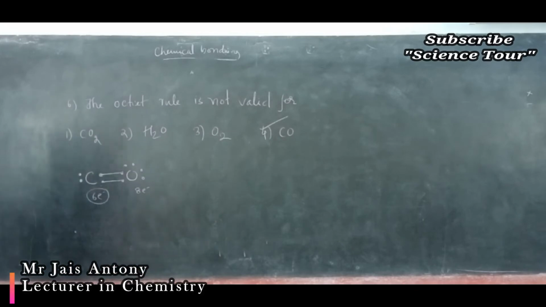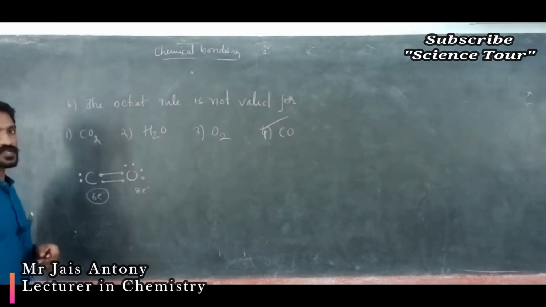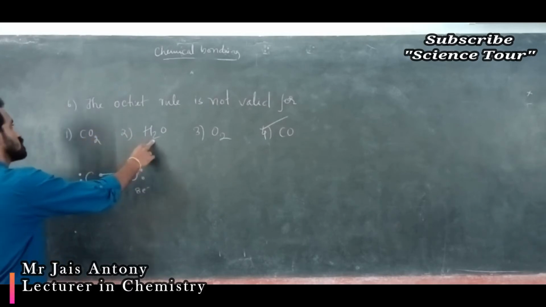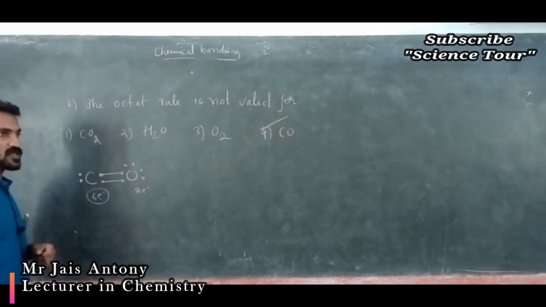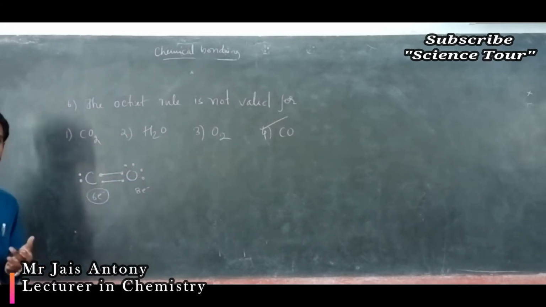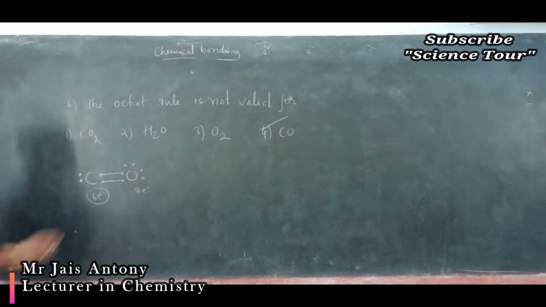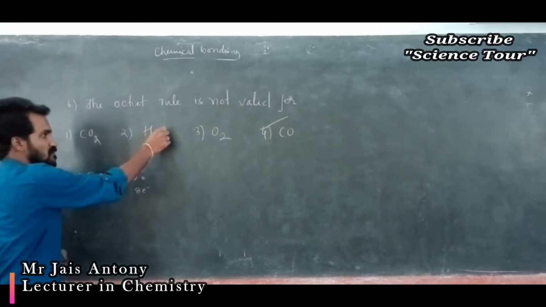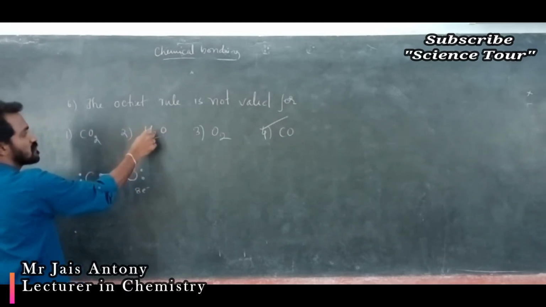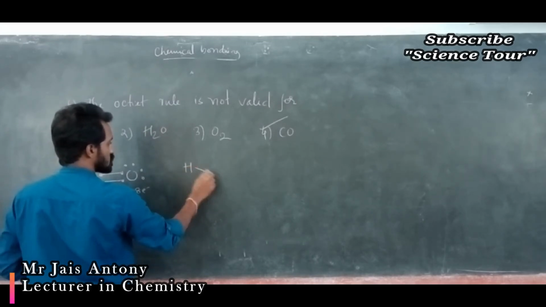In all the other compounds, the octet rule is satisfied. This one carbon dioxide, water, O2. Check out, no problem. Work out on this one. It satisfies oxygen, I explained just now. In this one oxygen satisfies the octet rule, and at the same time hydrogen satisfies its duplet, hydrogen actually forms a duplet. Understood? Like this.